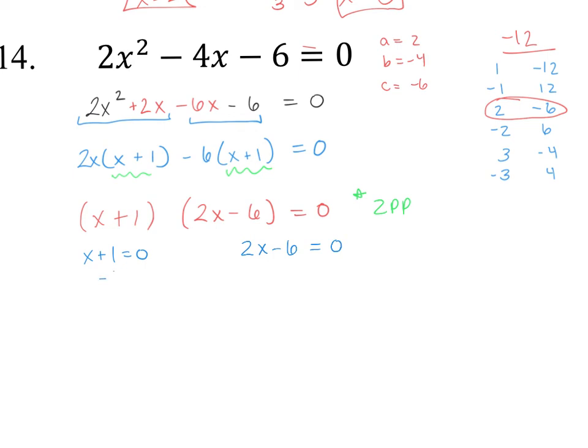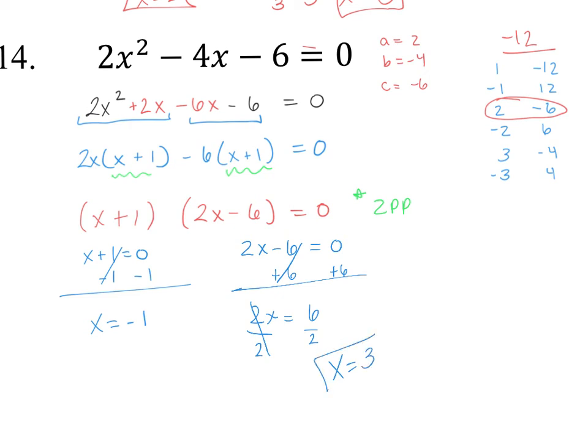So on this first one, I just need to subtract 1 from both sides. They'll cancel, and x equals negative 1. All right? Then I'm going to go ahead and add 6 to both sides, all right? So 2x, these 6's cancel, equals 6. And then to get x by itself, I need to divide by 2. And 6 divided by 2 is 3. So x equals 3 and x equals negative 1 are my solutions, all right?